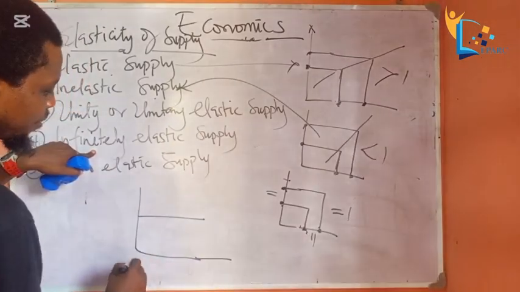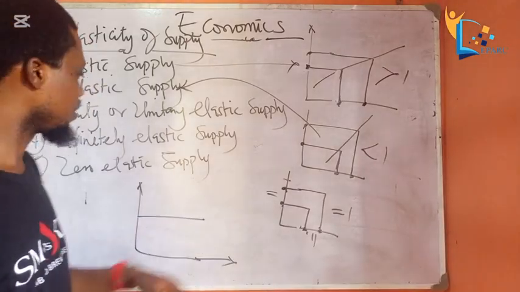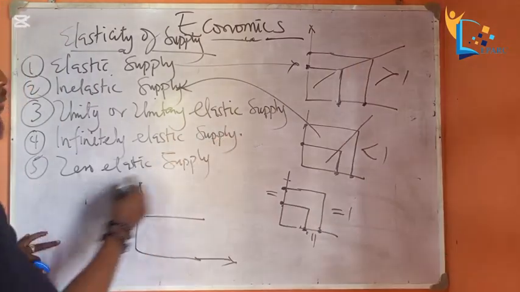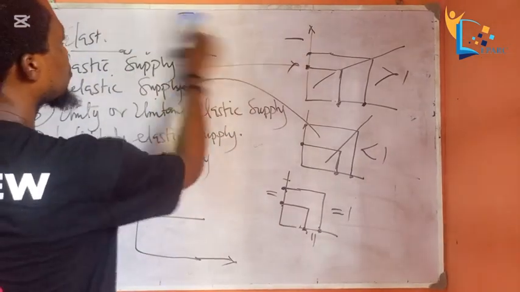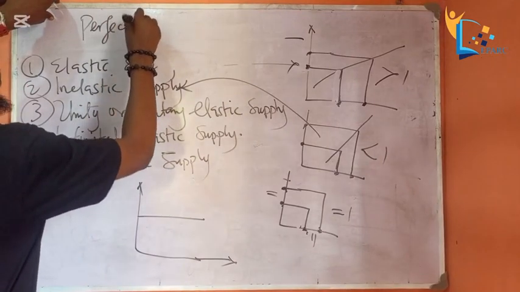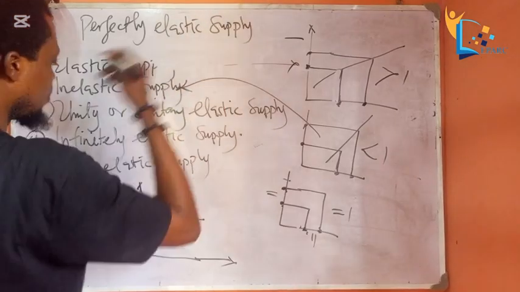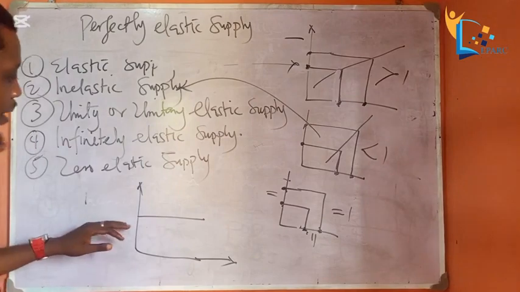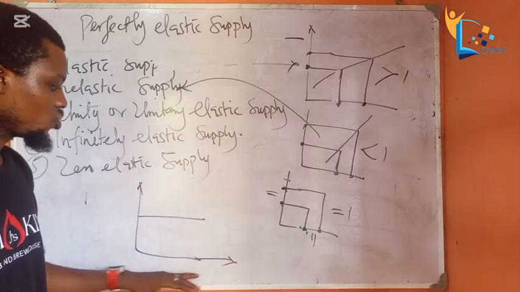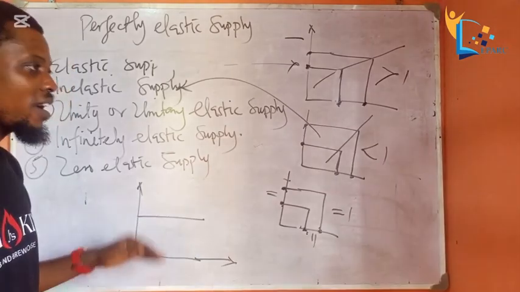Now when we talk about infinitely elastic supply, we say at the same price, various commodities are supplied. Price is to infinity. Another name for this is perfectly elastic supply. When various commodities or quantities change at the same price level, price is to infinity.